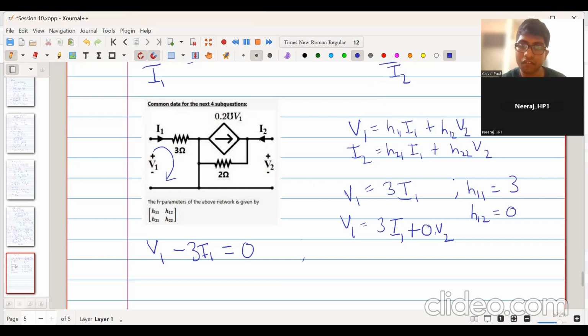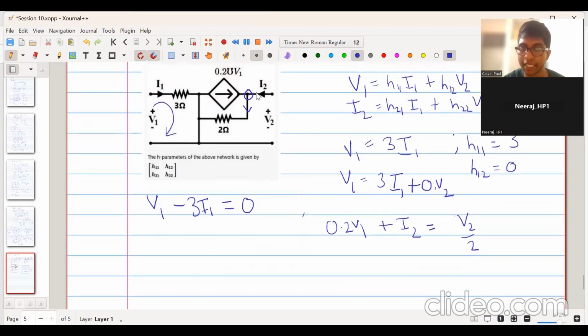Then we will apply KCL at this node. At this node, what do we have? There is this current 0.2 V1 entering the node. I2 also is entering the node, that is plus I2. This is equal to the current which is flowing out of the node, and that current is equal to V2 upon 2, like across this resistor, the potential is V2. So the current will be equal to V2 upon 2.